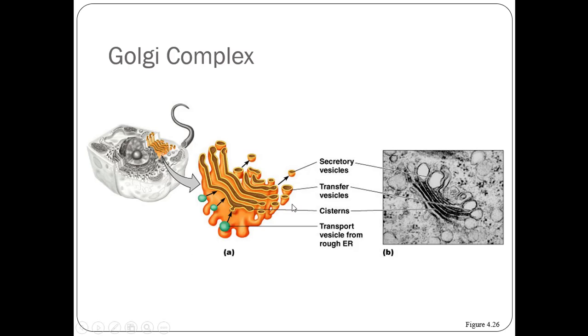The Golgi complex, which is outside of the endoplasmic reticulum, has the purpose of transferring and modifying those proteins that are made in the ER. They contain secretory vesicles, transfer vesicles. The folds are also called cisternae, as you can see here. And you have these transport vesicles coming from the rough ER to modify that protein even more.